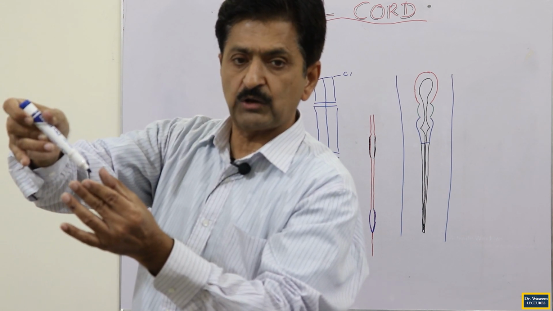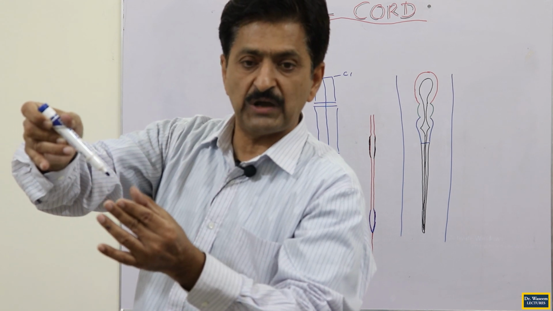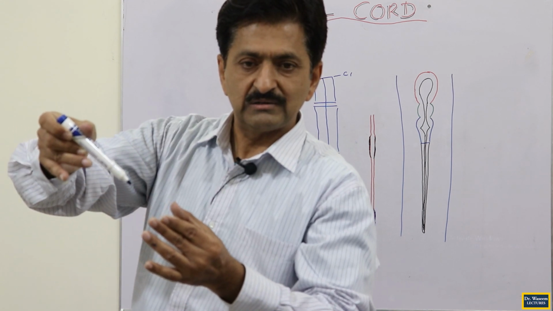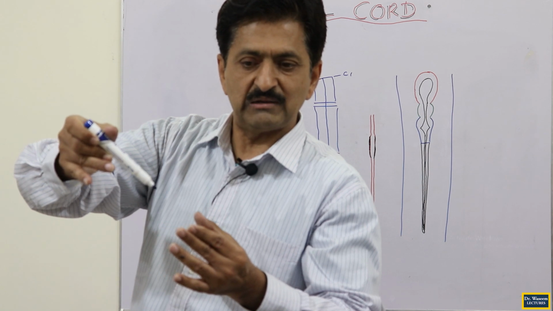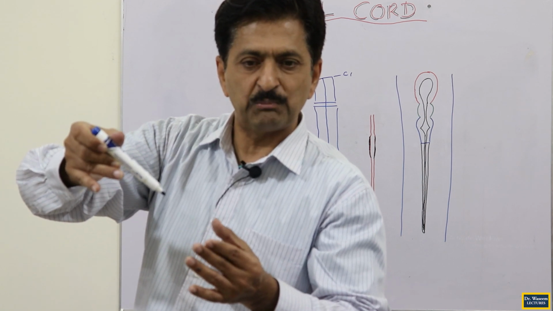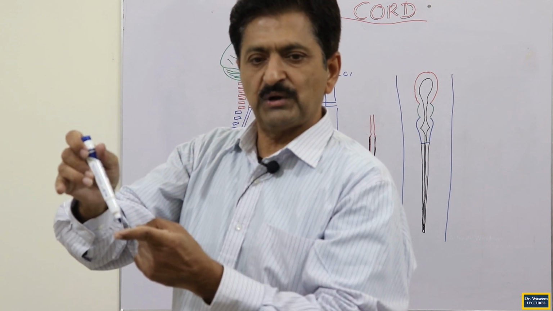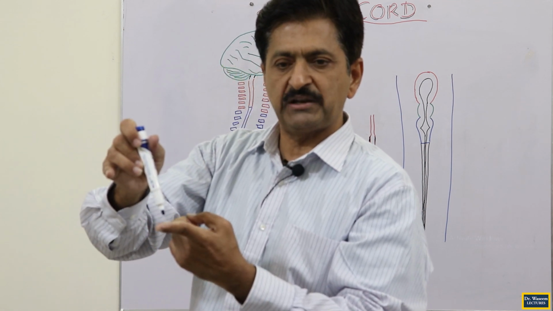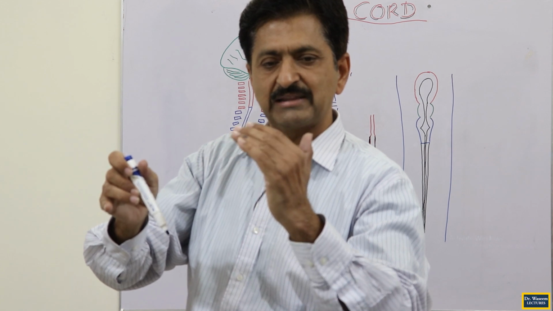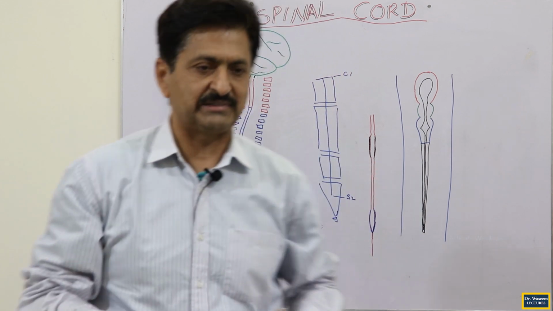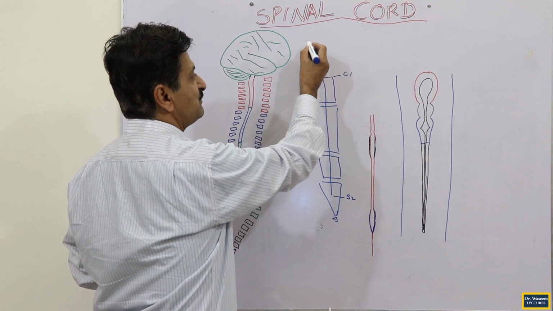Initially the lower border comes to lie at S1, then L5, L4, then L3, and by that time the baby is born. It is almost at the upper border of L3 when the baby is born. The termination of the spinal cord is at the lower border of L2 or the upper border of L3. So you have got 3 very important levels here.